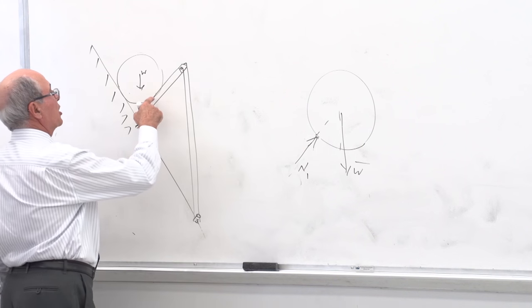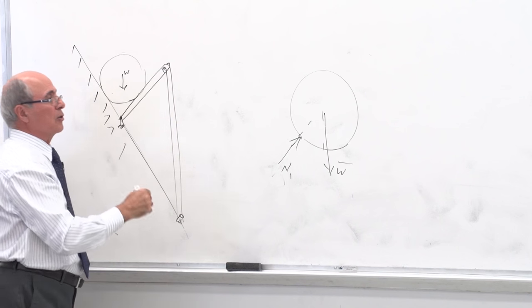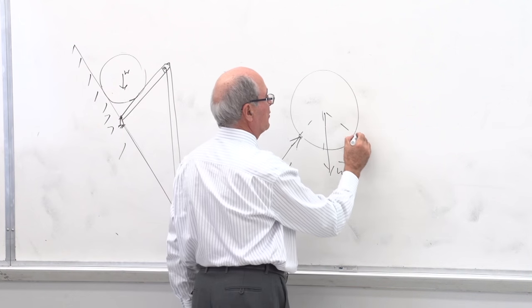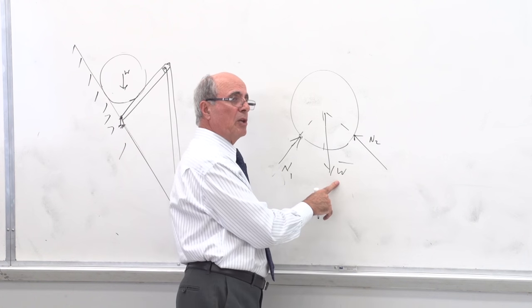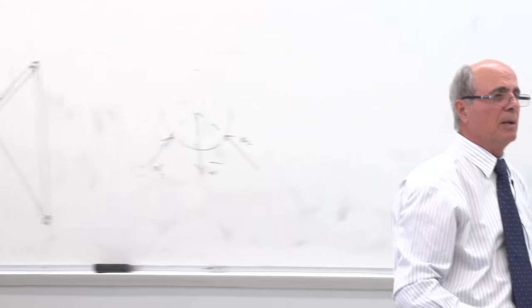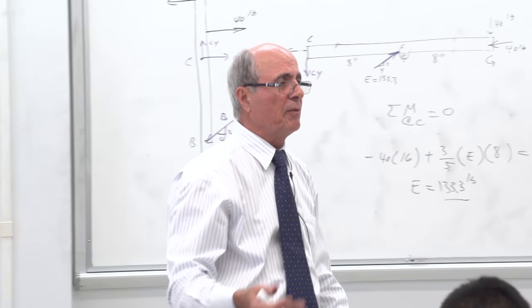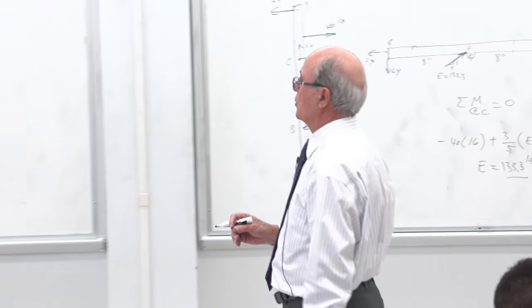Then there is a contact between the pipe and this rod. So therefore, there is another one. We have seen this problem before, so call it N2. If I give you W, can you find N1 and N2 using equilibrium of a particle? Of course, you have sigma Fx equal to 0 and sigma Fy equal to 0. You get to that one.